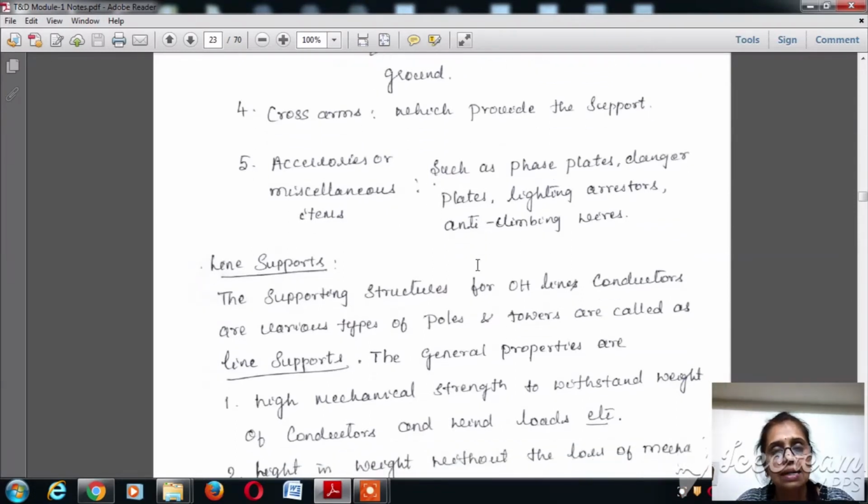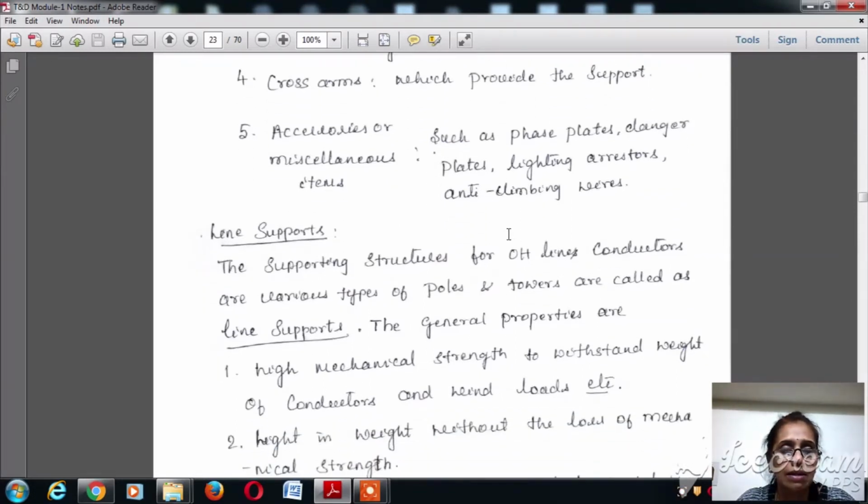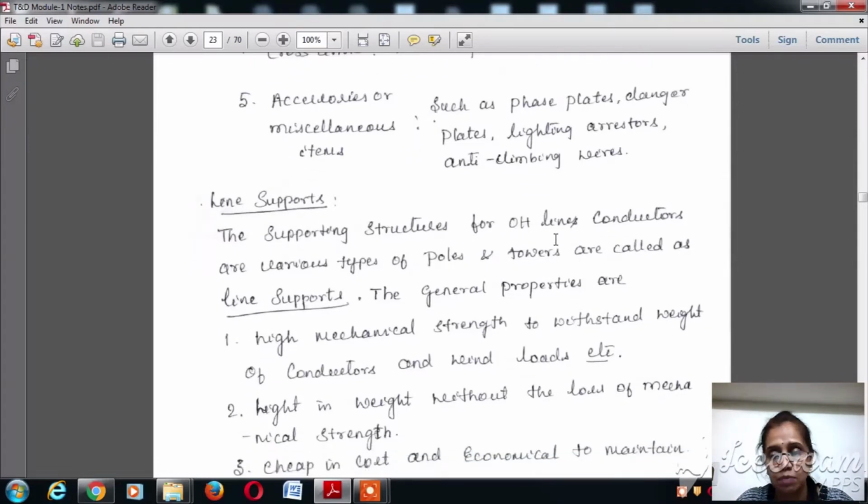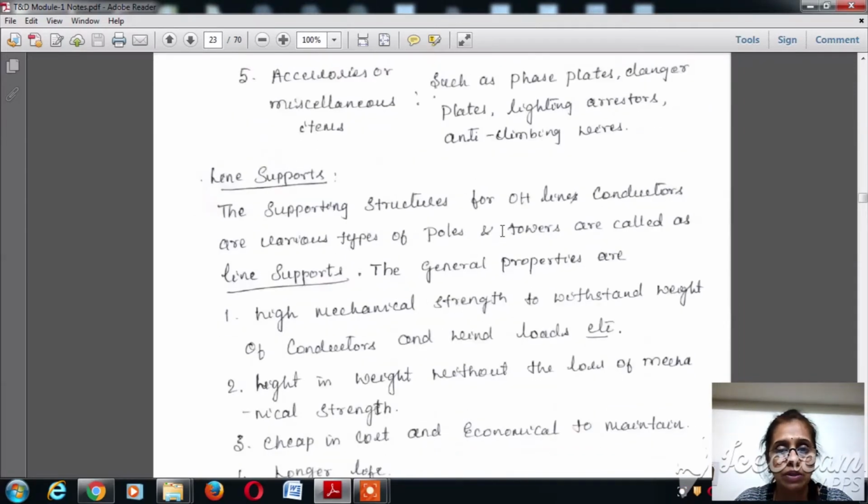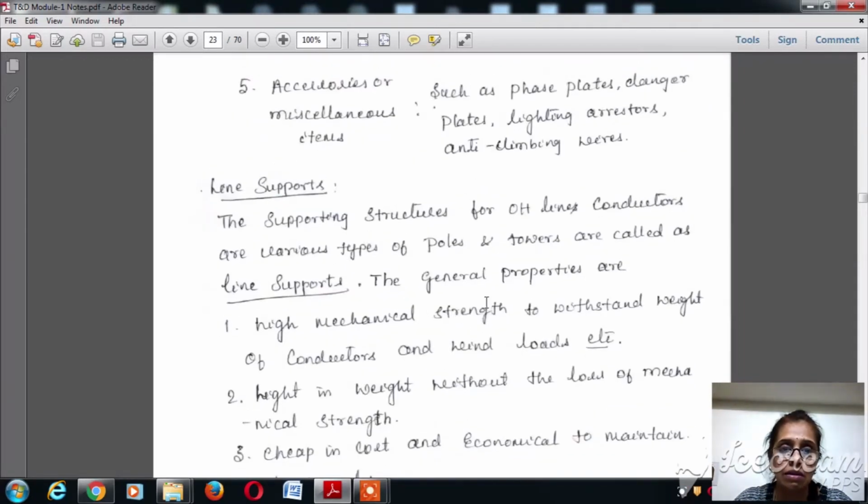So consider the line supports. There are different types of voltages that are transmitted, so obviously the line supports will be different for the different types of overhead conductors they are supposed to support. The supporting structures for the overhead transmission conductors are of various types of poles and towers, which are called line supports.